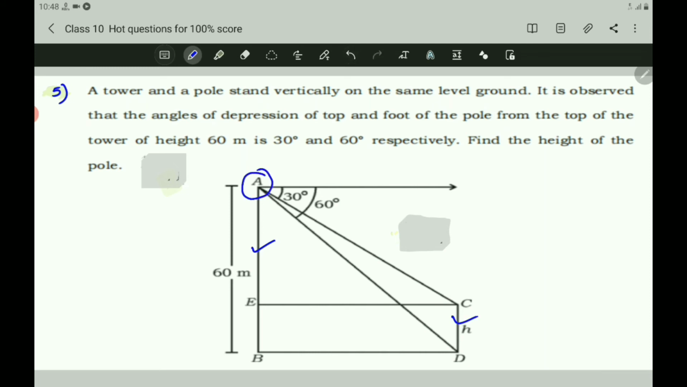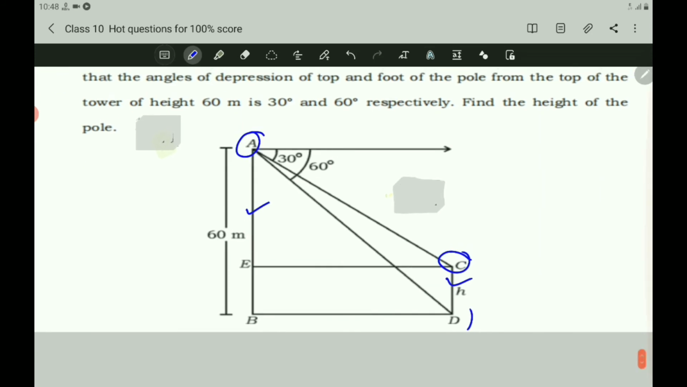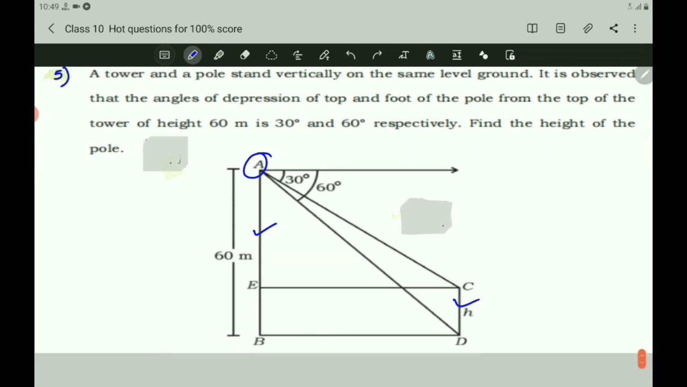What is the height of the tower? The height of the tower is given, 60 meter. From this point, the top is observed and also the bottom is observed. And here the angle is the angle of depression, as it is below the horizontal line.